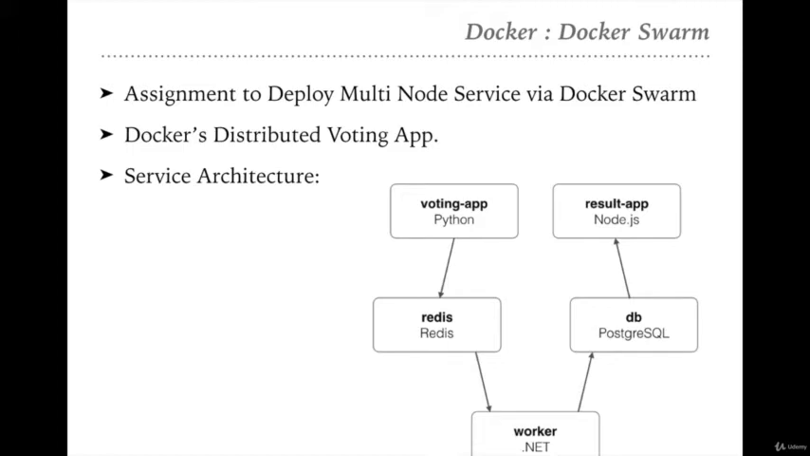So there are 5 components of this particular app, which is distributed. You can see all the containers are basically independent from each other, right? If any service goes down, it will not impact the complete application. So we are going to implement this particular multi-node service with the help of Docker Swarm in this particular lecture.